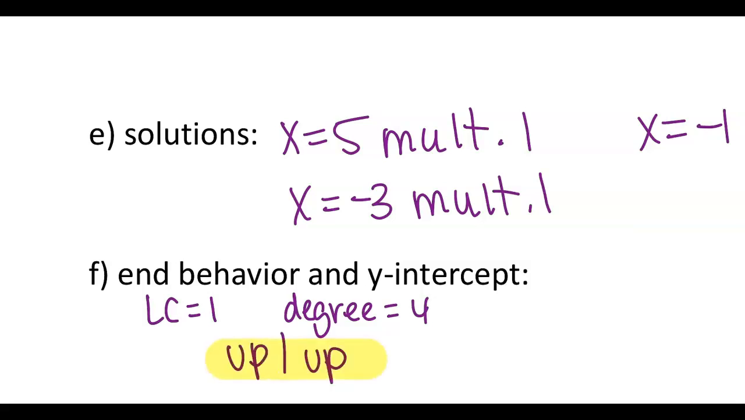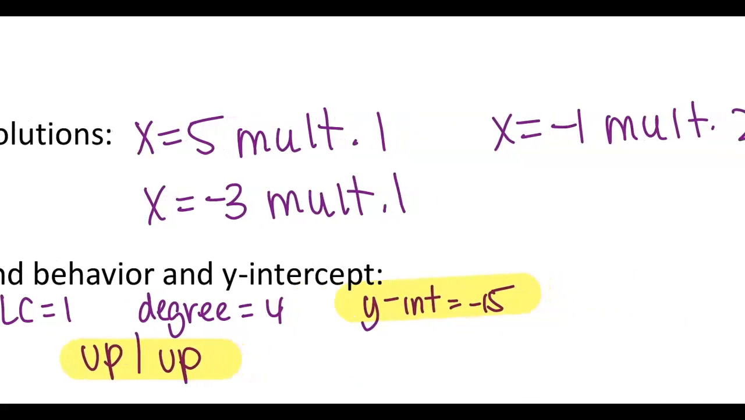And then one last question, Aaron. What's the y-intercept for this equation? Negative 15. With all of this stuff, guys, you can graph it without me. You don't need me to help you graph. We've labeled the x-intercepts, which are the solutions. We've labeled the end behavior, the y-intercept. You can graph this. So right now, take all of the stuff I have on my screen and graph it.